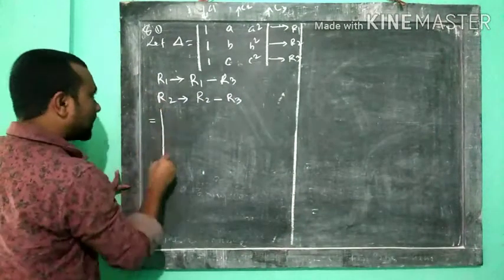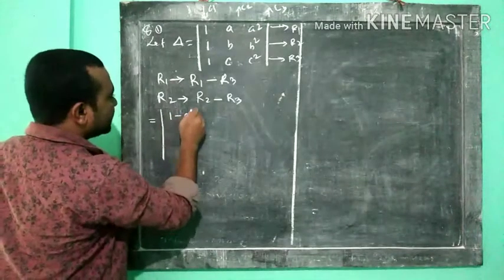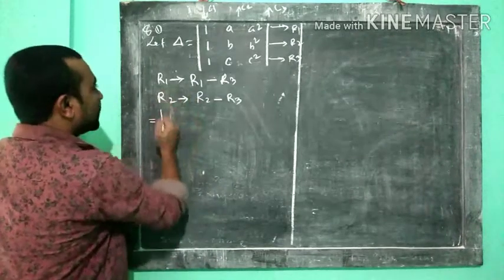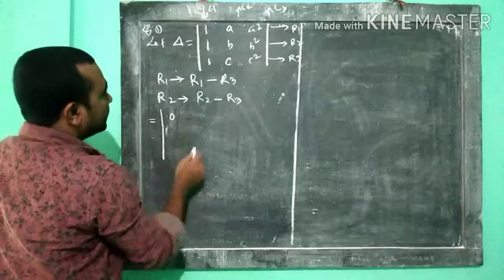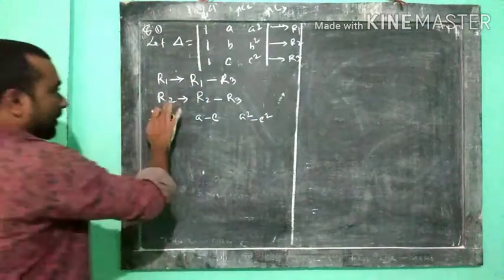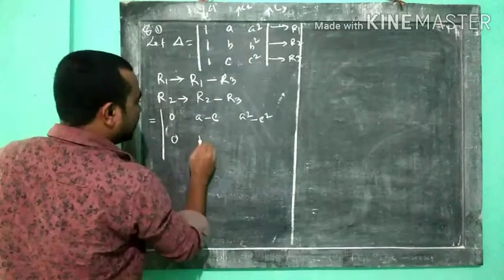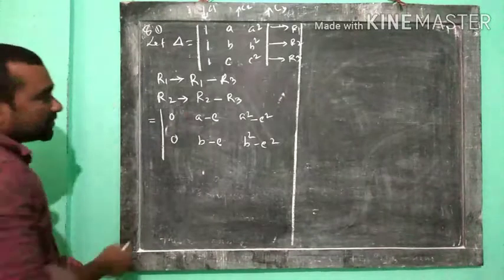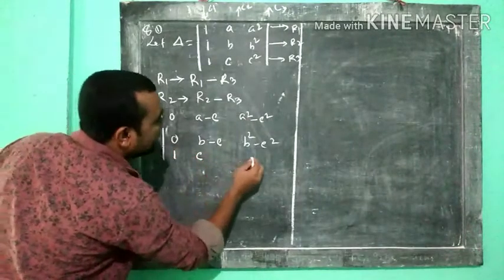So this is equal to what? R1 tends to R1 minus R3. That means 1 minus 1 is 0. Then this is A minus C, and here is A square minus C square. R2 is R2 minus R3, so this is also 0. Here is B minus C, and here is B square minus C square. There is no change in the third row because we cannot operate on the third row. So the third row is the same: 1, C and C square.